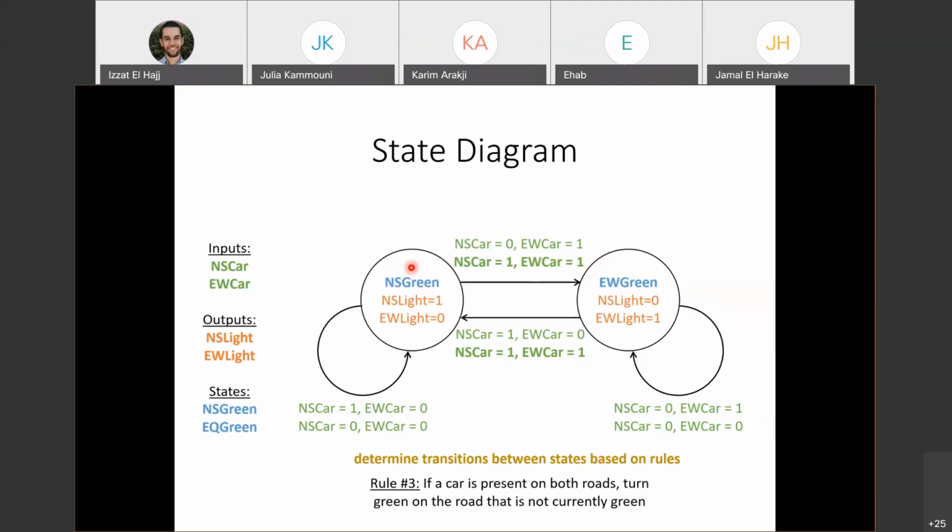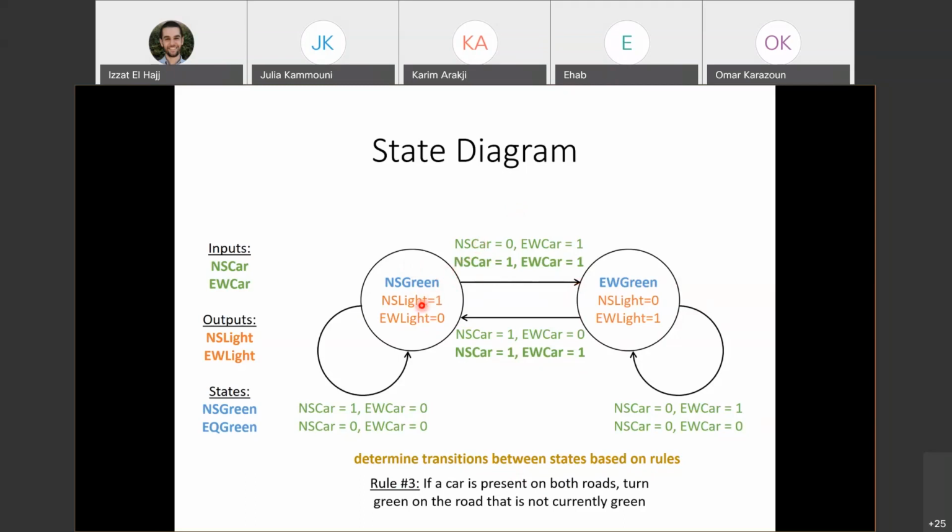Everything depends on the inputs. How come you were saying that it doesn't depend on the input? No, what I said is the output does not depend on the input. So here the output is only going to depend on the current state. It's not going to depend on what the input is.